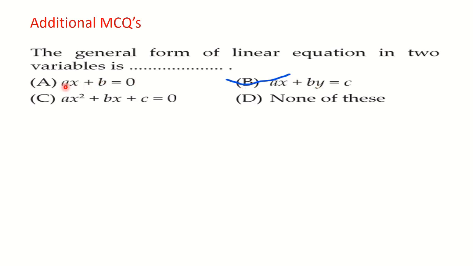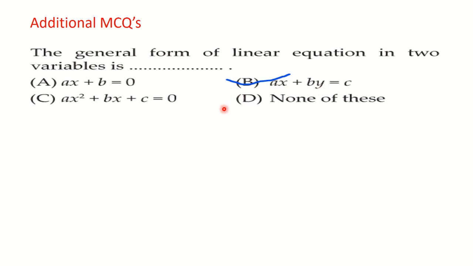As you can see here, ax plus b is equal to 0 is written. Only one variable is there here. Here we should have two variables. Then here, linear equation means the degree should be 1, but here the degree is 2. So it's not a linear equation. But option B satisfies both conditions, that we have two variables and also the degree is 1. Therefore, this is the general form.